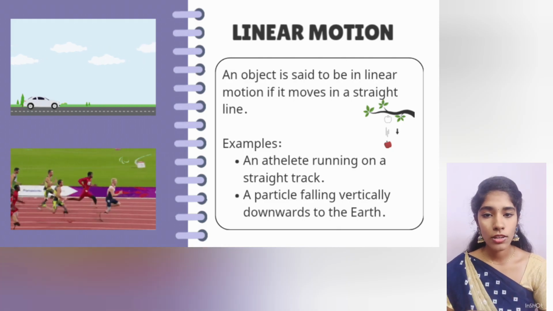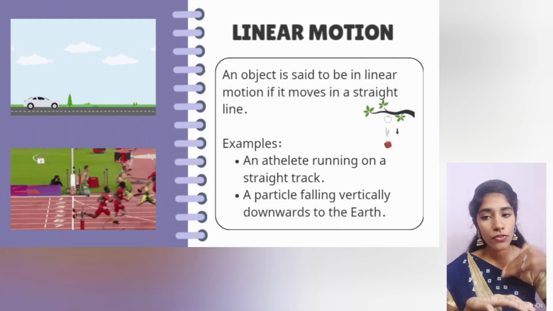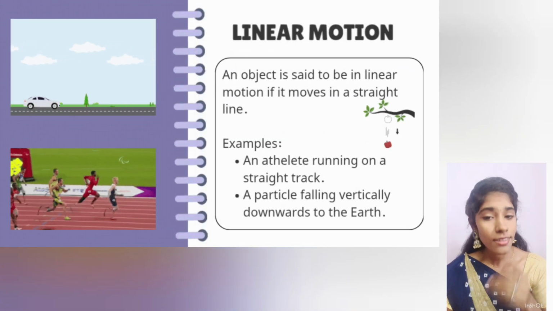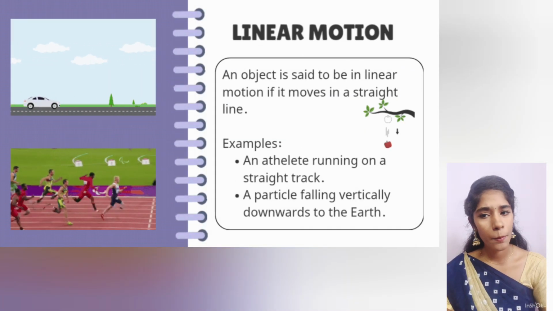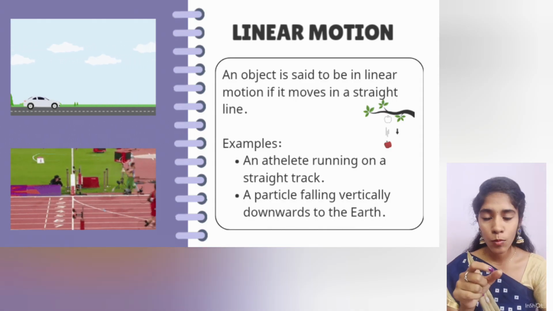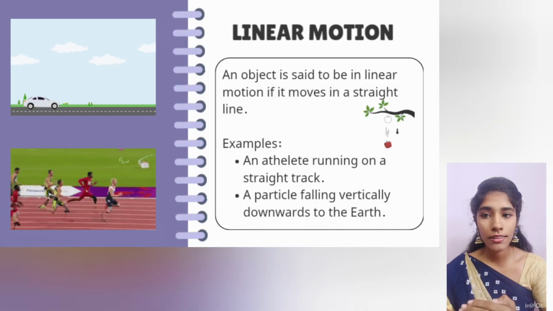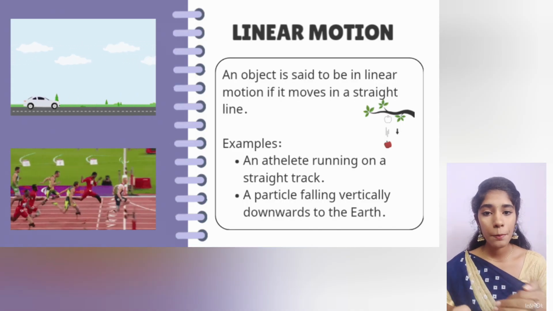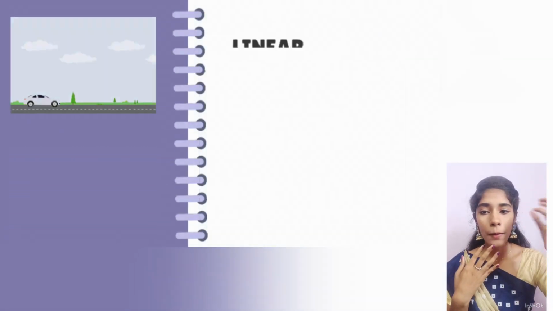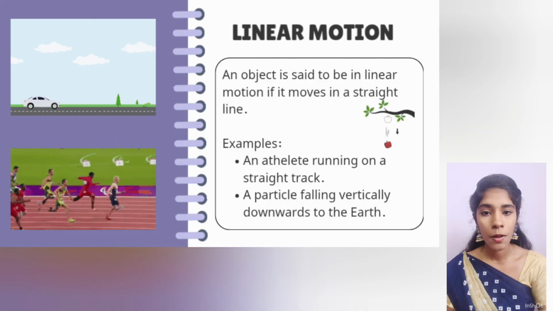An object is said to be in linear motion if it moves in a straight line. So if it moves in a straight line, it is called linear motion. For example, an athlete running on a straight track, or a bus moving on a straight road, is all considered linear motion. It can be vertical as well as horizontal. Vertical means a particle falls vertically downwards towards the earth.